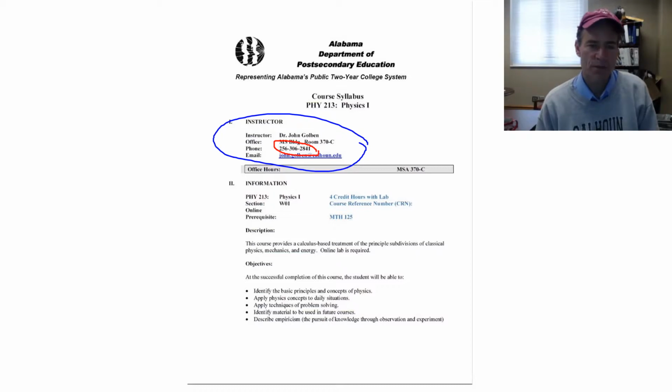Online lab is required. At the successful completion of this course, the student will be able to identify the basic principles and concepts of physics, apply physics concepts to daily situations, apply techniques of problem solving, identify material to be used in future courses, and describe empiricism, the pursuit of knowledge through observation and experiment.